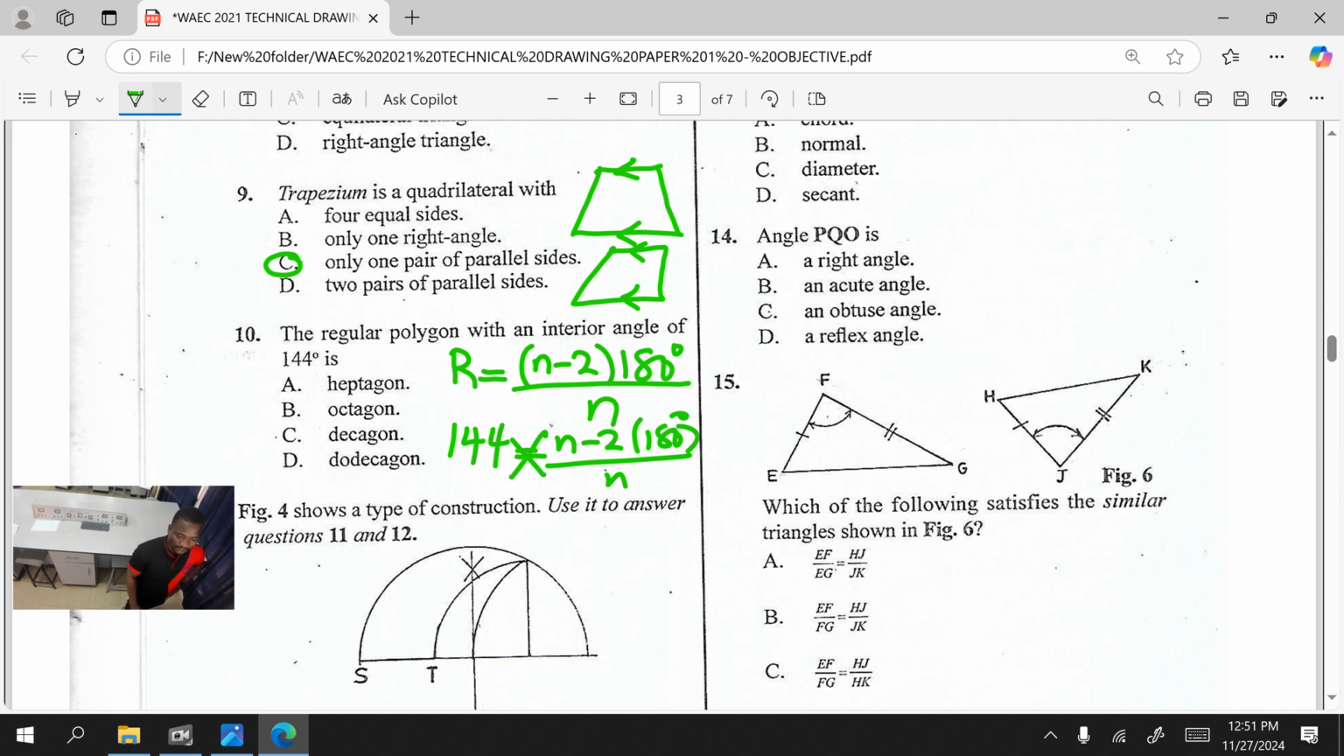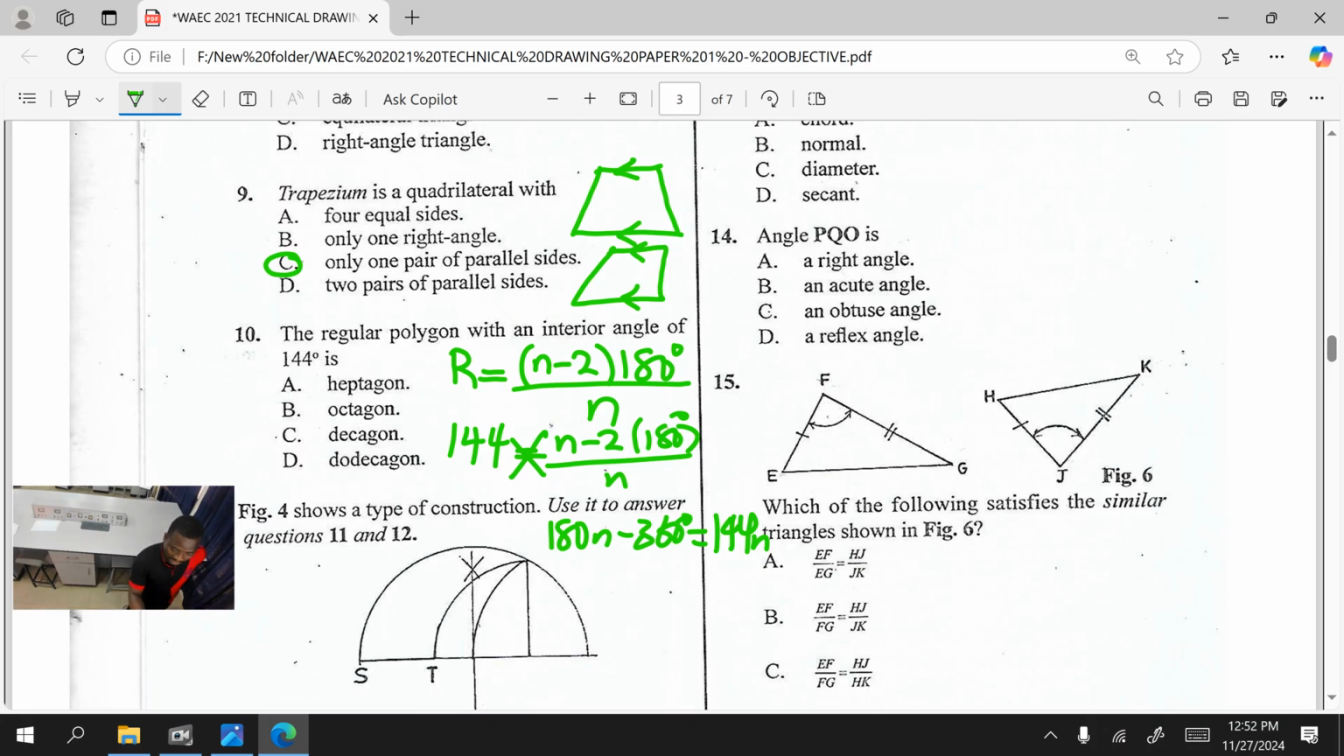Cross multiply. So in this place, I will have 180 multiplied by n. That will give me 180n minus 2 times 180. That will give me 360 degrees. Can you see that now? Equal to 144 times n. That will give me 144n. Can you see that now?